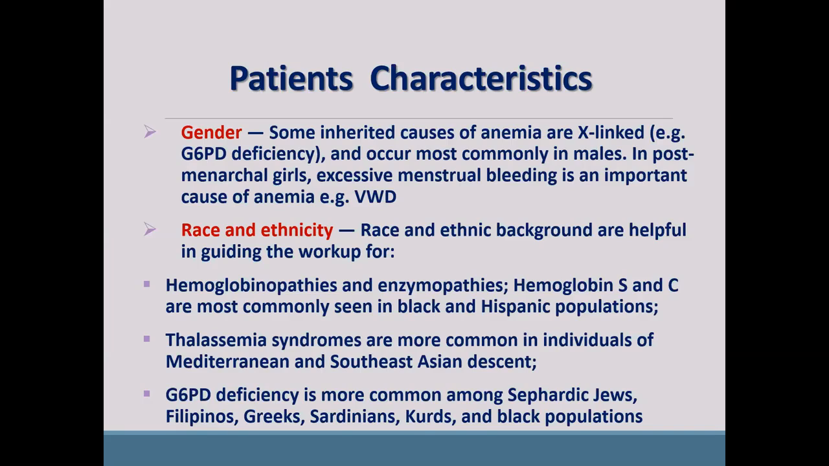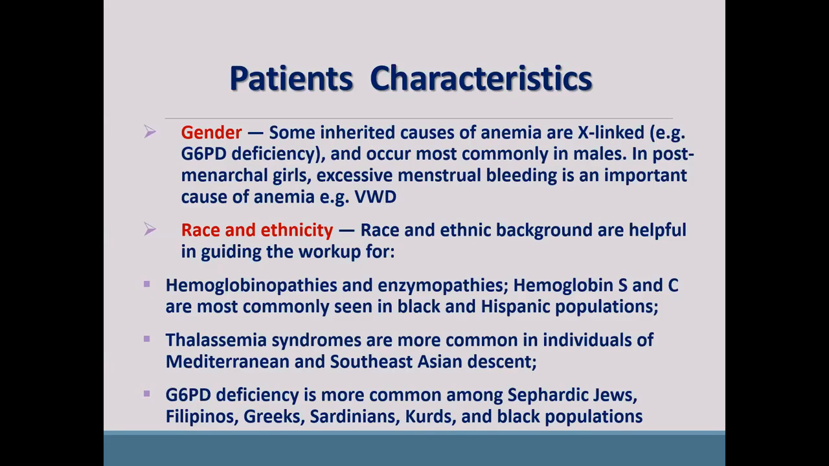Now, what about race and ethnicity? They are helpful in guiding the workup, for example, in hemoglobinopathy and enzymopathy. Hemoglobin S and C are most commonly seen in Black and Hispanic populations. Also, for enzymopathy, we have a type present in the Mediterranean region, another type present in Black people, and another type present in Asian people, called the Canton type of G6PD, while the Mediterranean type is the B type and Black people have the A type.